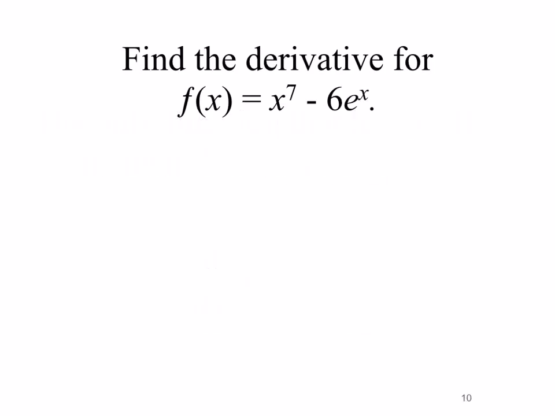Let's look at an example. So let's find the derivative for f of x equals x to the 7th power minus 6 e to the x. Notice that for the first term, x to the 7th power, to take its derivative, we'll apply the power rule. And for that second term, we're going to use the fact that we know the derivative of e to the x is e to the x. So f prime of x would be 7 x to the 6th power, applying the power rule to the first term, minus 6 times e to the x, because the derivative of e to the x is e to the x.